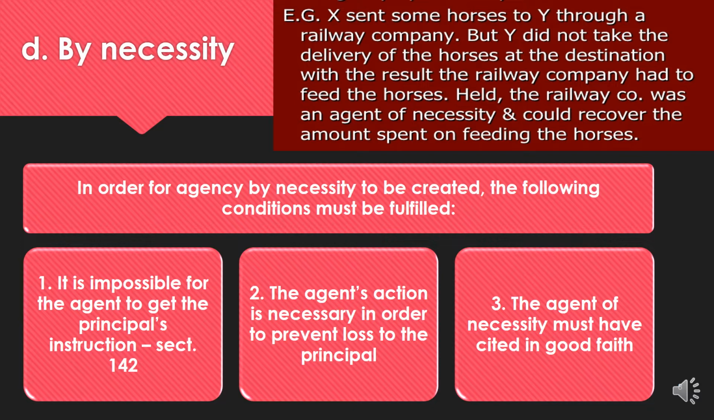Number two, the agent's action is necessary in order to prevent loss to the principal. So the agent must do it so that the principal would not suffer loss. Number three, the agent of necessity must have acted in good faith. So when they do this, they must ensure that they do it in good faith. If all these conditions have been fulfilled, a person may be the agent of necessity of the principal. So this is how agency by necessity is created.